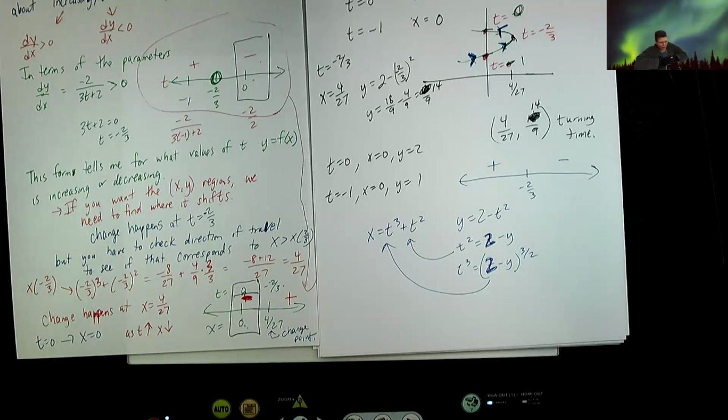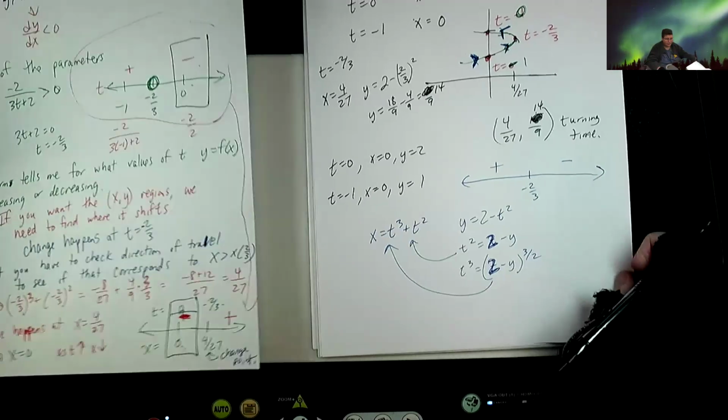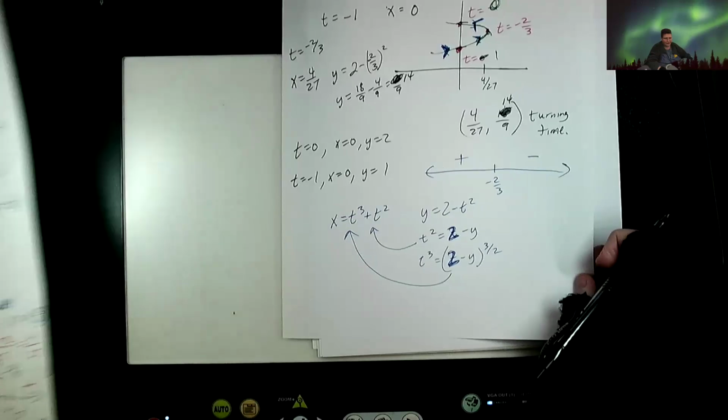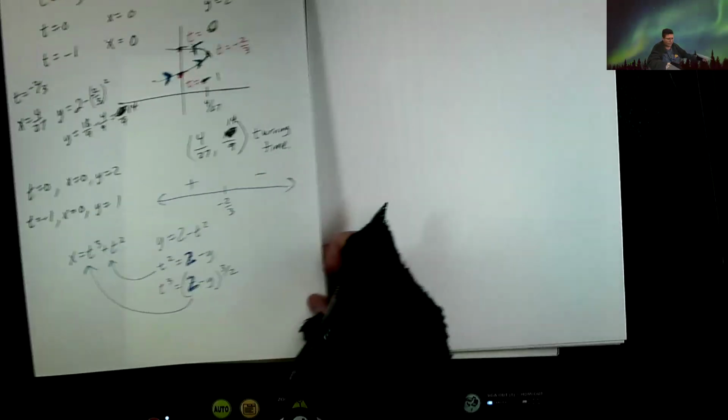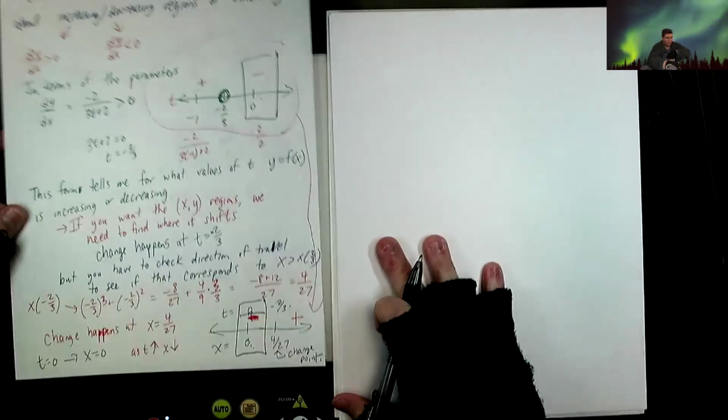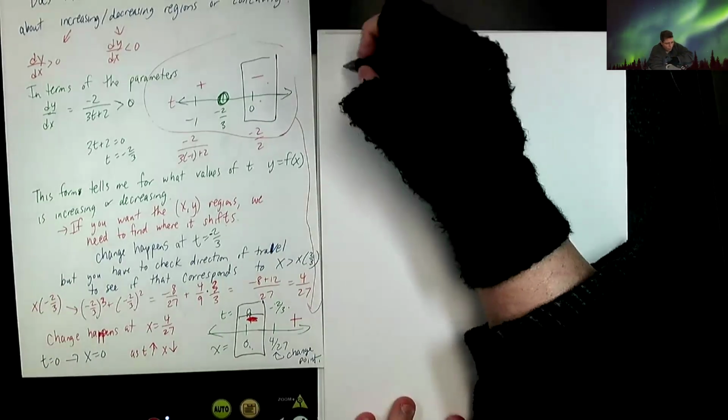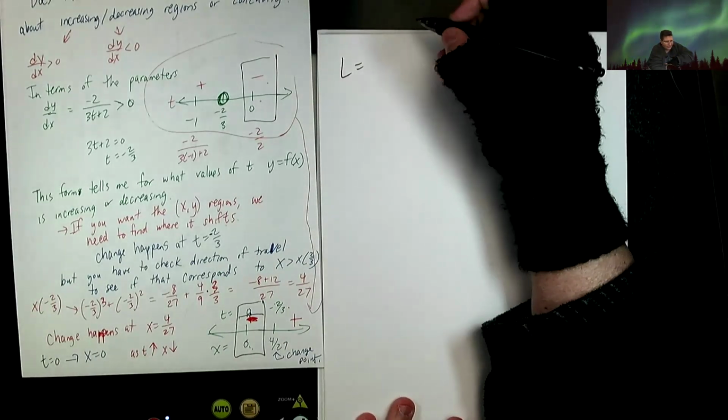I do want to tell you about arc length and surface area. Definitely arc length, and I'll show you surface area. You probably won't have a problem with surface area on the test. So arc length. What's our old formula for arc length?